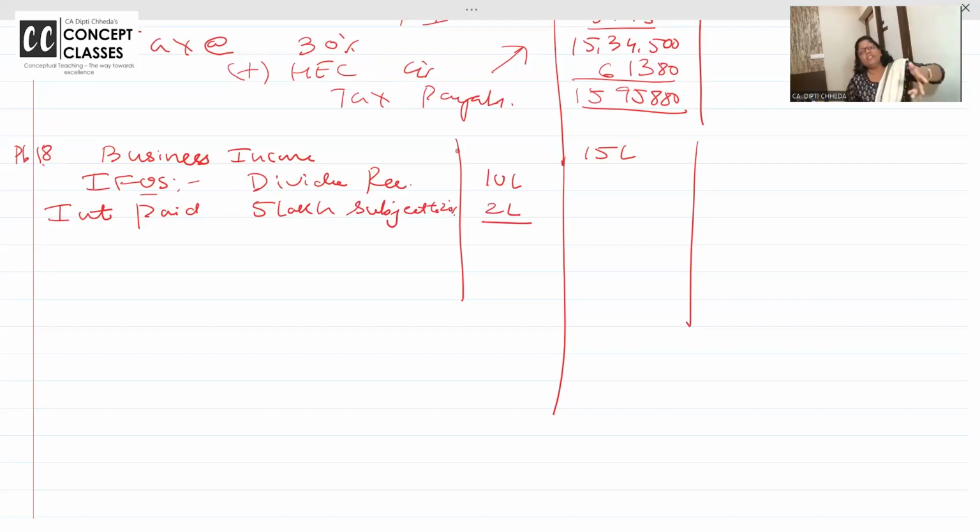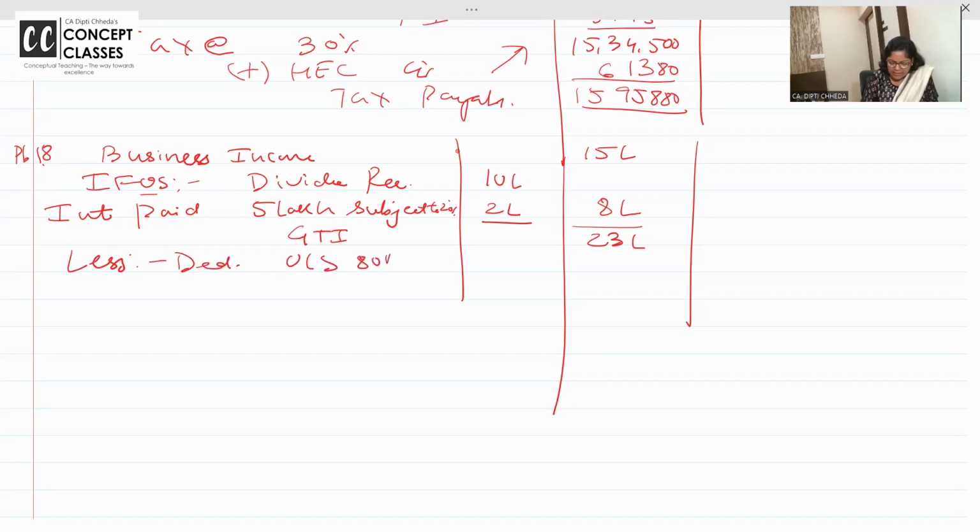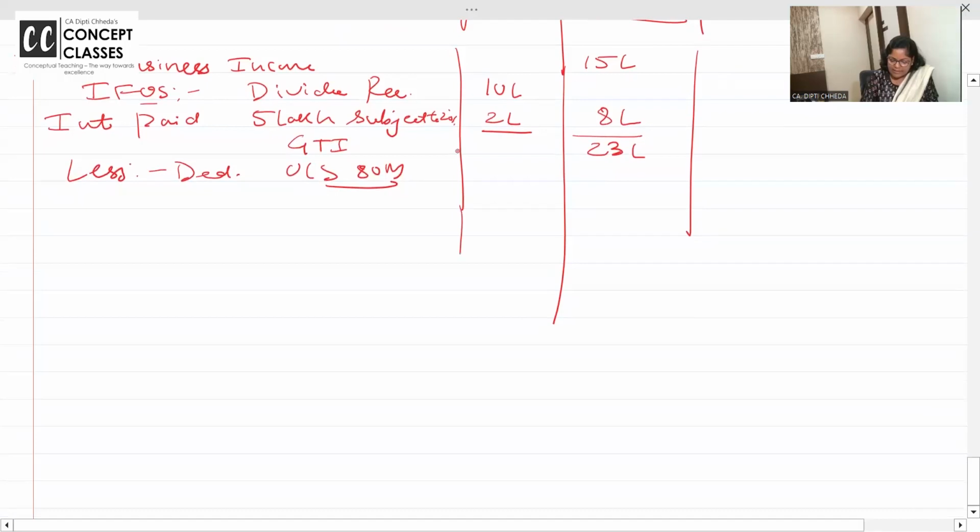Correct, to earn this dividend you have invested in the share market by taking a loan from the market and you have paid 5 lakh interest, but interest is deductible only till 20% of the dividend received, 2 lakhs. So how much is it? Your 10 lakhs less 2 lakhs, so 8 lakhs. Okay, any other income? No. So what is your gross total income? 23 lakhs, less deduction under section 80M, the least.